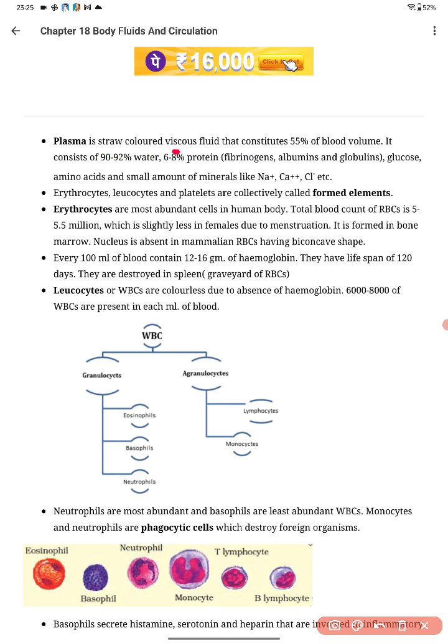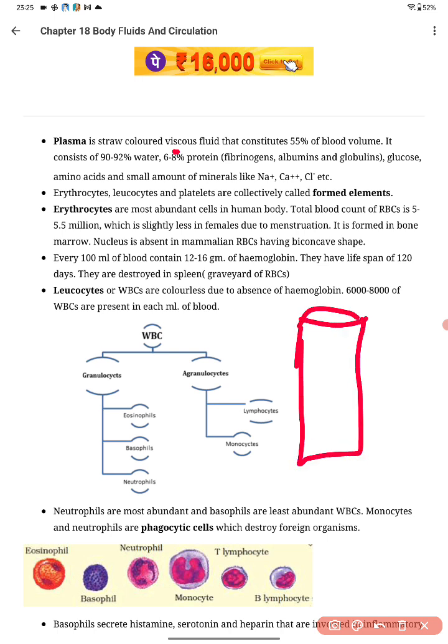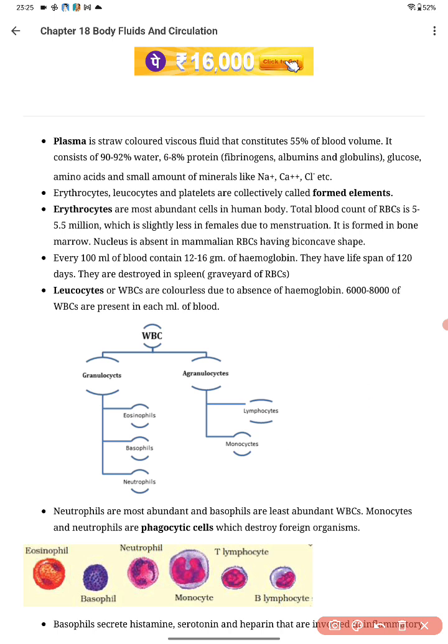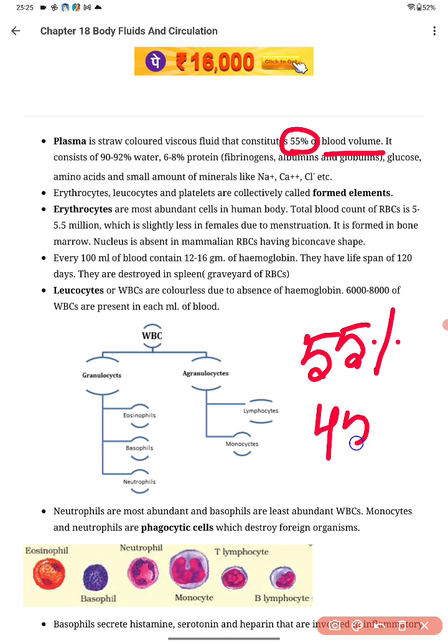It's a viscous fluid. Viscous means if you take out your blood and keep it in a test tube open in the air, then what happens? All the water evaporates and the plasma will become very thick. That contains 55% of blood volume. So 55% is plasma in the blood, and the remaining 45% is your formed elements.